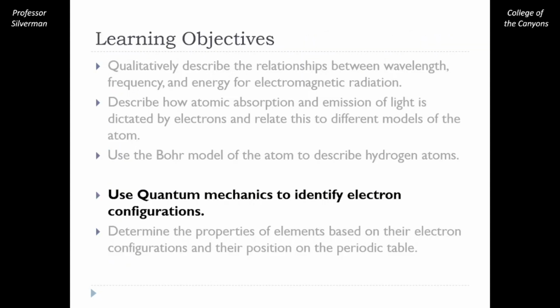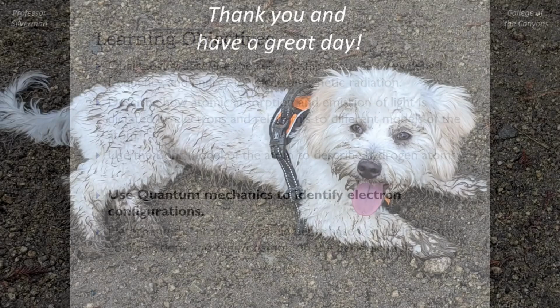With that, we've accomplished our goal. Quantum mechanics allows us to identify electron configurations for any of our atoms that we might want to consider.